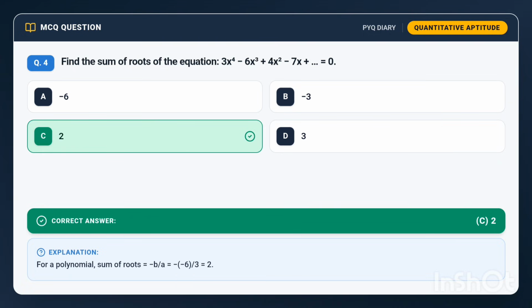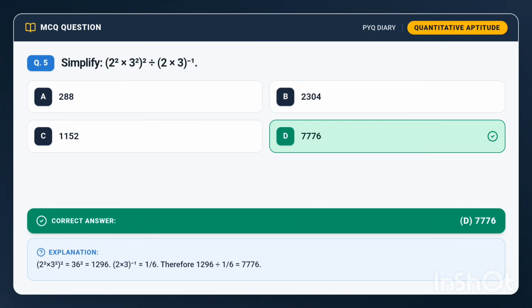Question number 5. Simplify 2 squared into 3 squared whole squared divided by 2 into 3 to the power minus 1. Your options are A, 288, B, 2,304, C, 1152, and D, 7,776. The correct answer is D, 7,776.